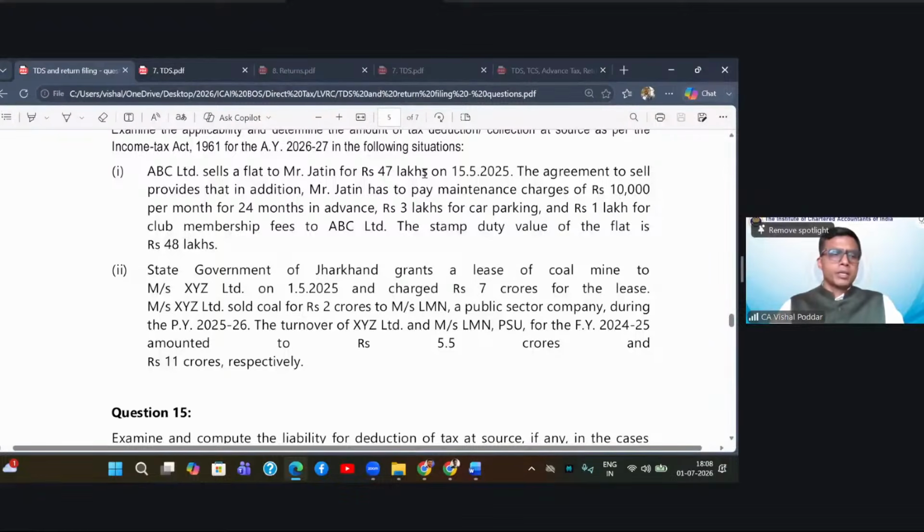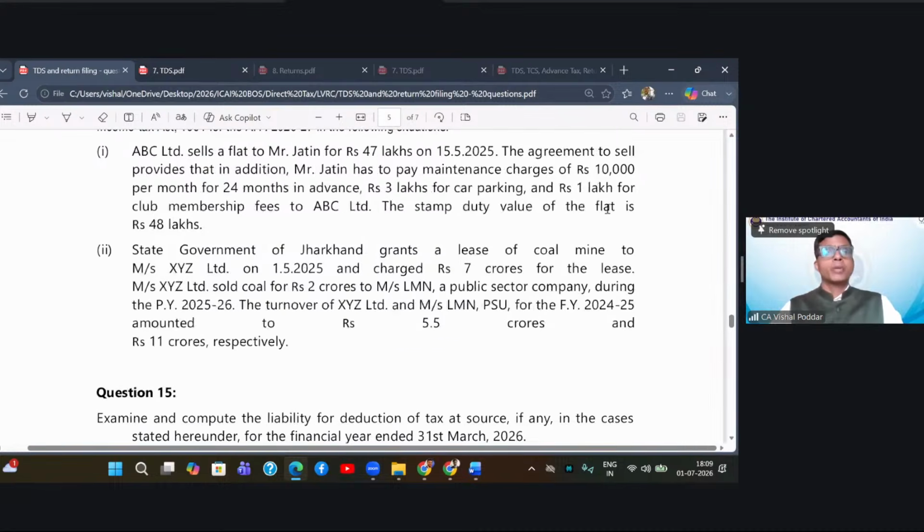But as you all know, in real estate you are required to pay multiple add-on amounts. So the agreement to sell provides that in addition to this 47 lakhs, Jatin also has to pay maintenance of 10,000 per month, and the builder has taken 24 months of maintenance amount in advance. Further 3 lakhs for car parking. Nowadays that is also done, you have to pay separately for the car parking. Then rupees 1 lakh for the club membership. And finally, the total consideration, or I'll say the total payment, arrives with this.